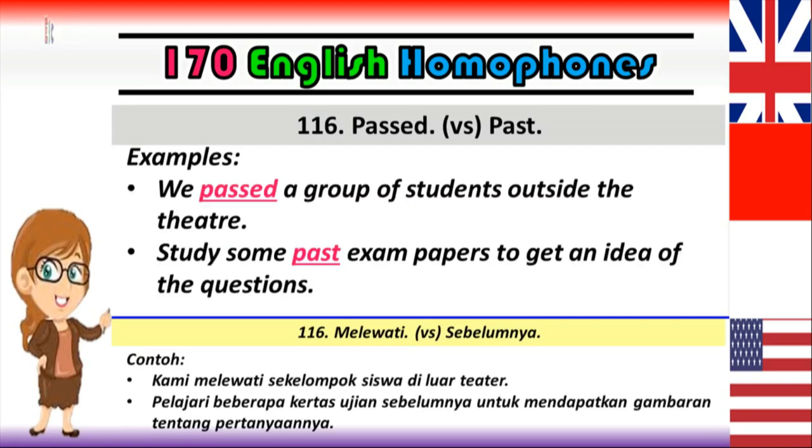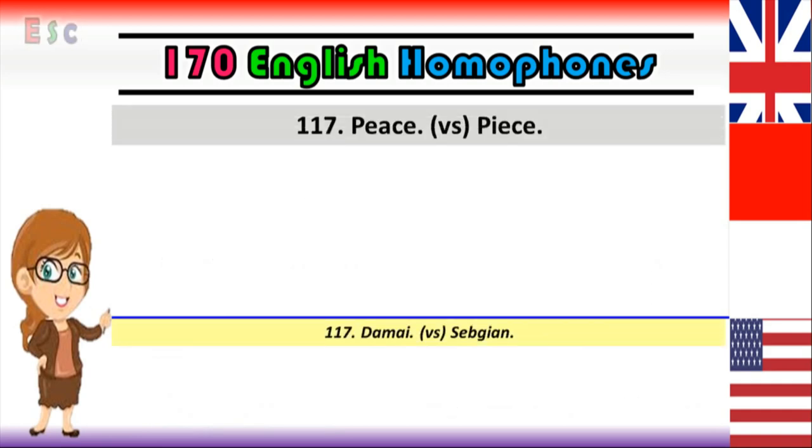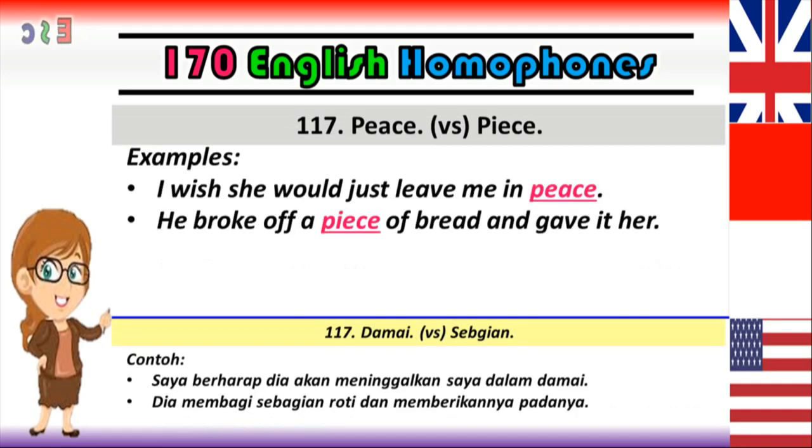116. Passed versus past. Examples: we passed a group of students outside the theater. Study some past exam papers to get an idea of the questions. 117. Peace versus piece. Examples: I wish she would just leave me in peace. He broke off a piece of bread and gave it to her.